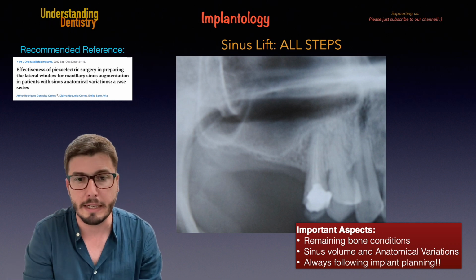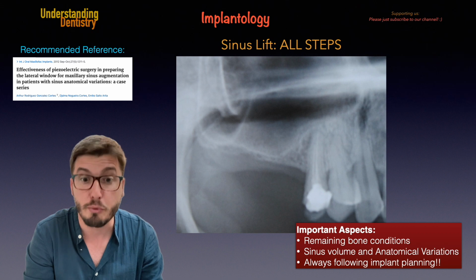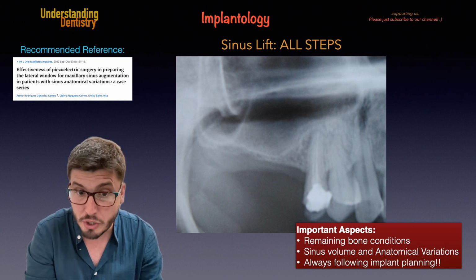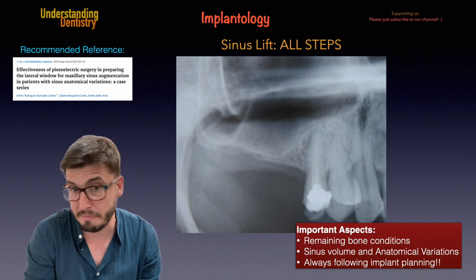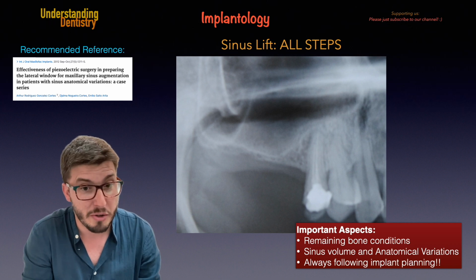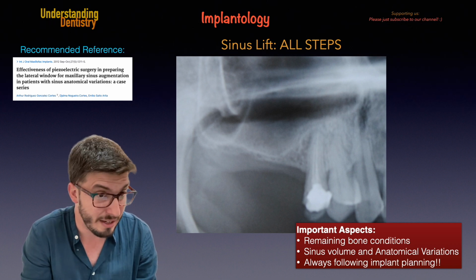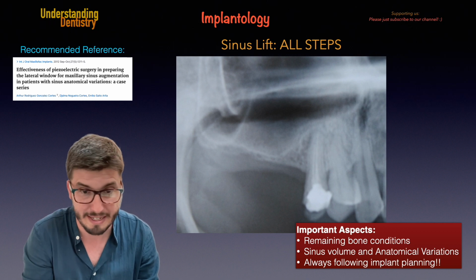Now we have important aspects on the screen. We need to assess the remaining bone conditions. Basically, there's almost no remaining bone height here. Just the alveolar crest is there, a little bit more than that.